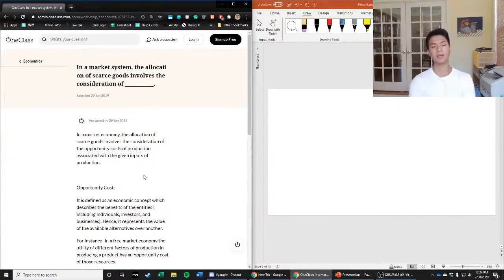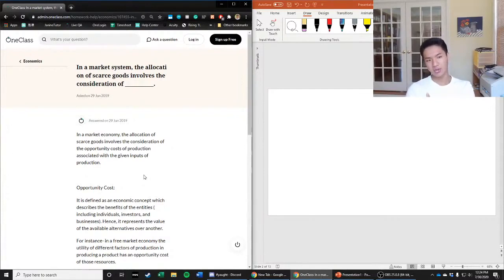The next question says, in a market system, the allocation of scarce goods involves the consideration of what? And so this goes back to one of the fundamental principles of economics, and that is that everything is scarce. There's nothing in the world that is not scarce, right? And so that scarcity forces us to make choices. And the thing we really pay attention to as choices is weighing the benefits of a choice versus the costs.